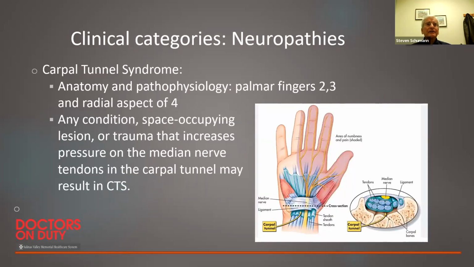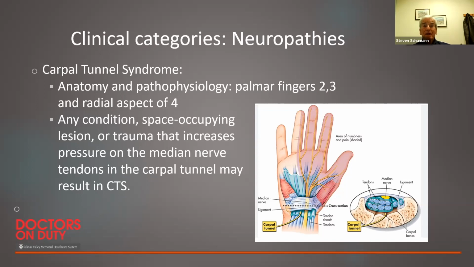And then finally, our favorite, carpal tunnel syndrome. It involves, of course, pressure on the median nerve as it passes under the carpal tunnel, produces pain, numbness, tingling symptoms in the palmar side of the fingers, digits 2, 3, and the radial aspect of 4, can also involve the thumb.